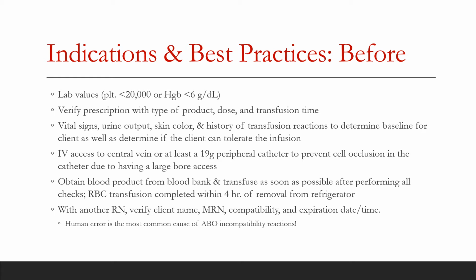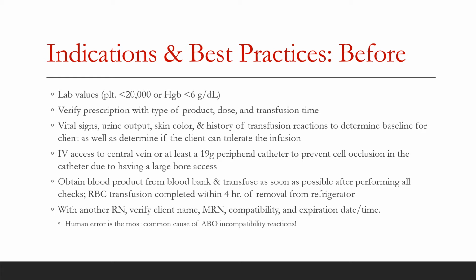We want to get an IV access to a central vein, but that's not always likely. So we're going to need at least a 19 gauge, is what your textbook uses, but we don't really use odd numbers. So usually it's a 20 gauge in real life, a 20 gauge IV peripheral catheter. We want that large bore access so that it prevents the cells being occluded and hemolysis, or breaking up, in the catheter during the transfusion, because we want the full cells in there. That's why they need them.